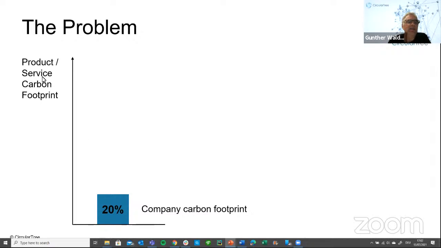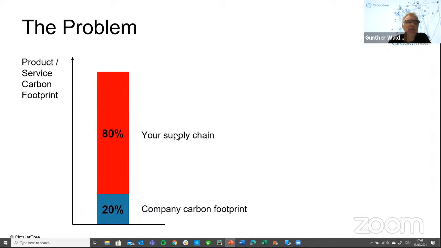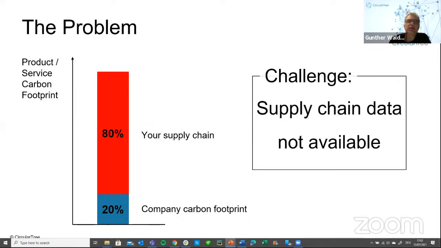If you look at the product or service carbon footprint, there was a survey done by the Carbon Disclosure Project. 80% of the product carbon footprint typically comes through the supply chain and not from the company itself. So even if the company would reduce their carbon footprint to zero, you still would have these 80% carbon footprint from your supply chain. And here the challenge is there is no data available.